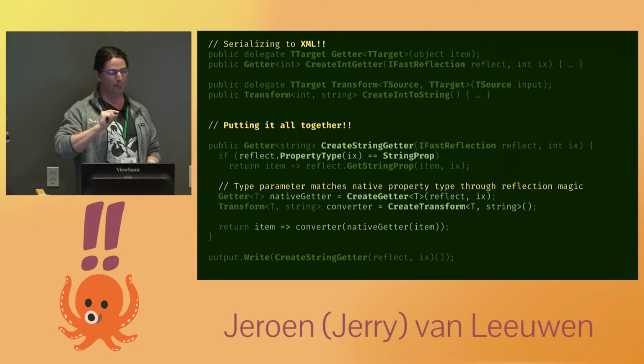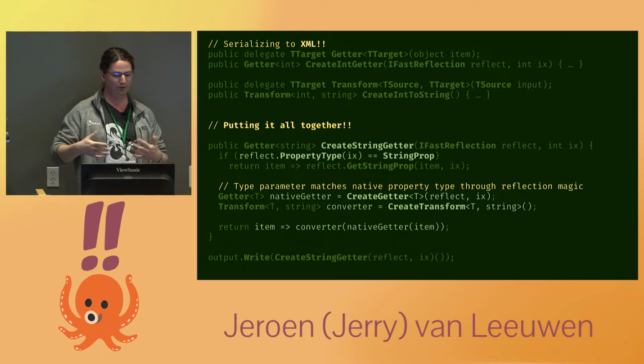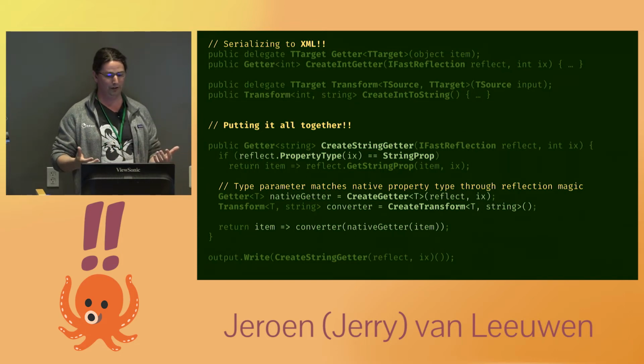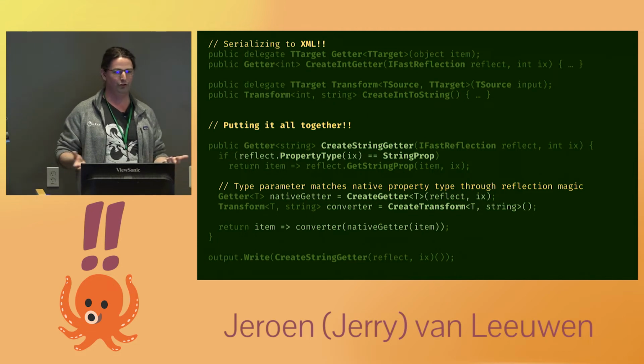And when you then want to do XML serialization, you basically extend the string getter, create string getter factory. If the property that you want to serialize is already a string, good. Just return the same thing as before, just a straight getter on the reflection, all's done.